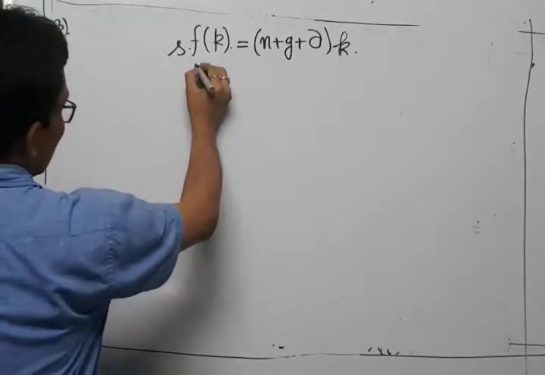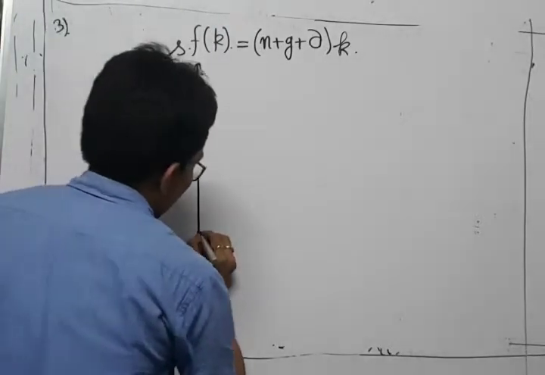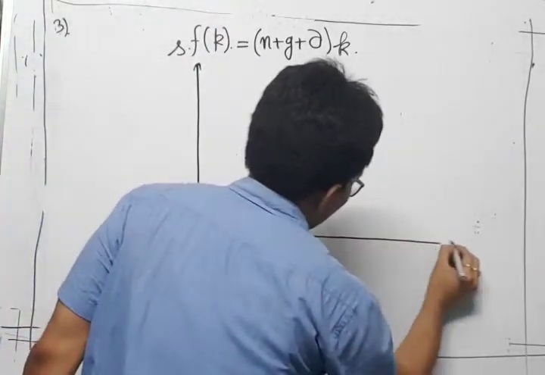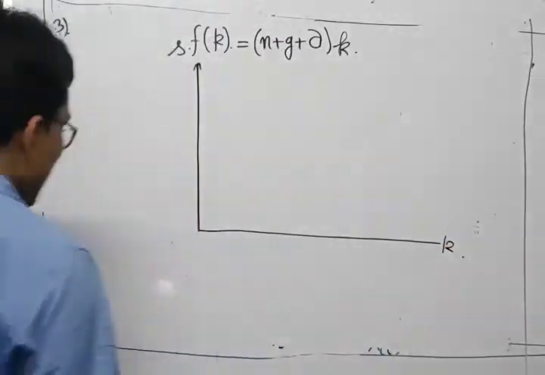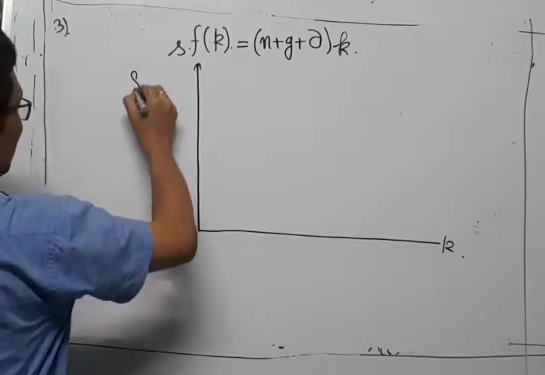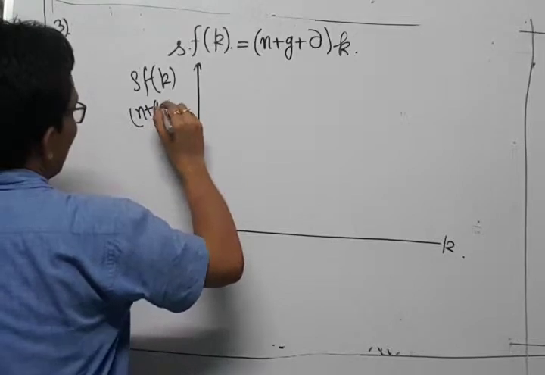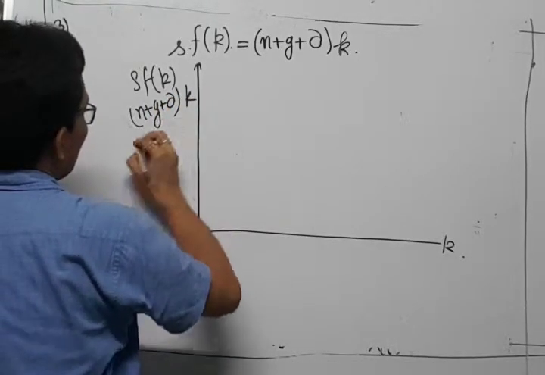So now if we put it graphically, we are plotting k on the horizontal axis, and s f(k) and (n plus g plus delta) k on the vertical axis.